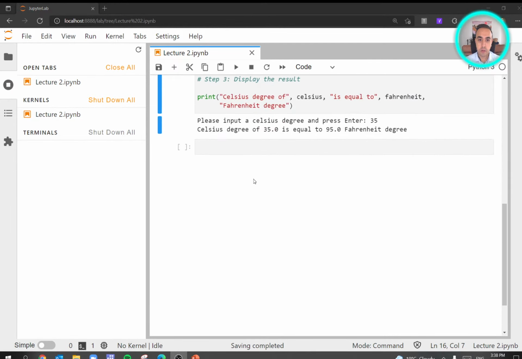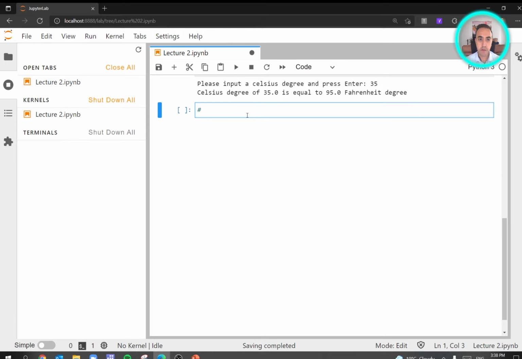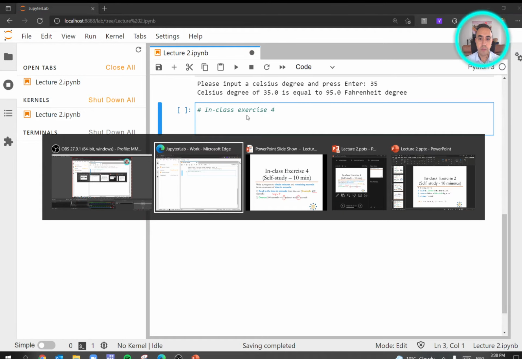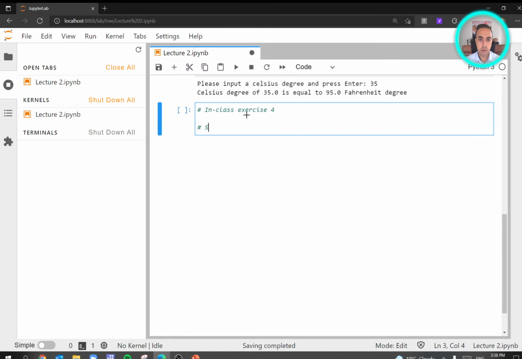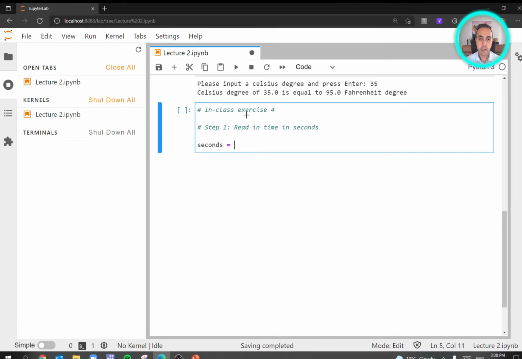Okay, so we have in-class exercise number 4. What we were asked to do was to read in time in seconds. So step 1, read in time in seconds, right? So we have seconds. We'll ask the input: please input time in seconds and press enter.